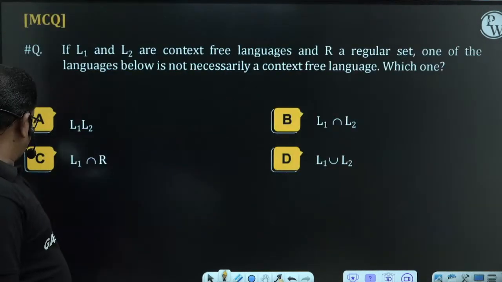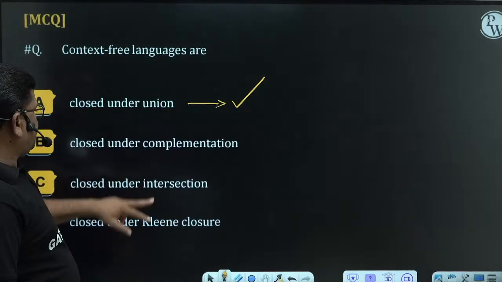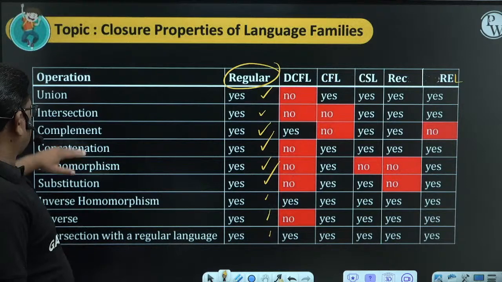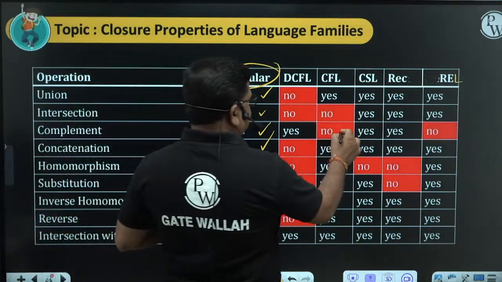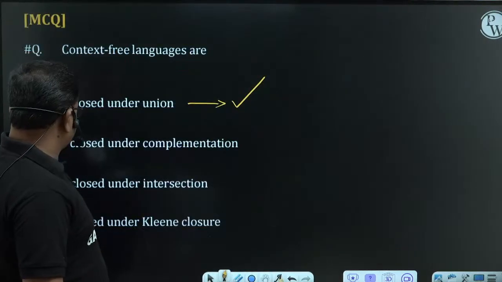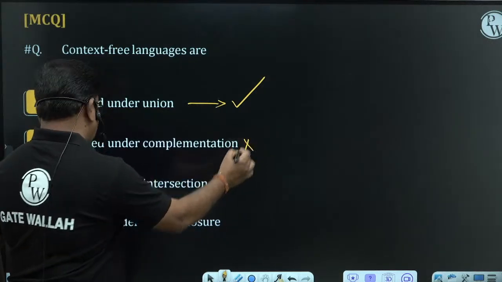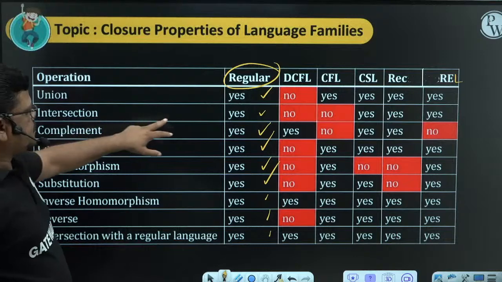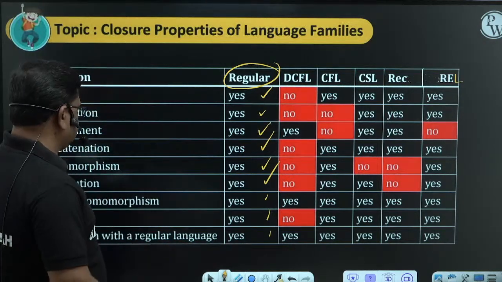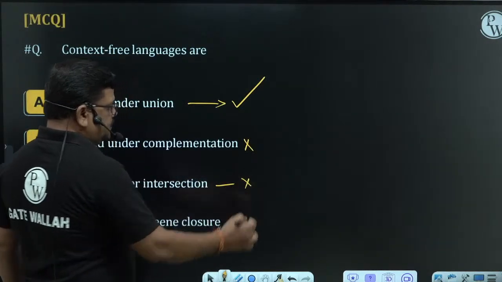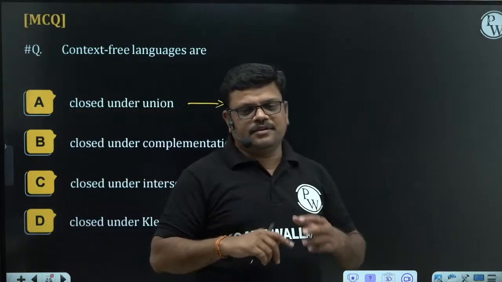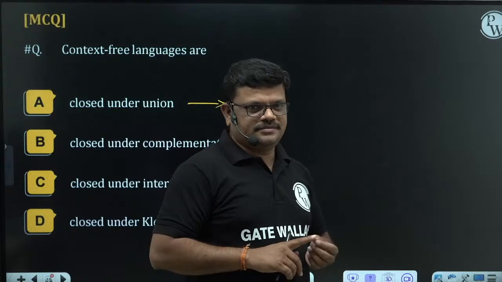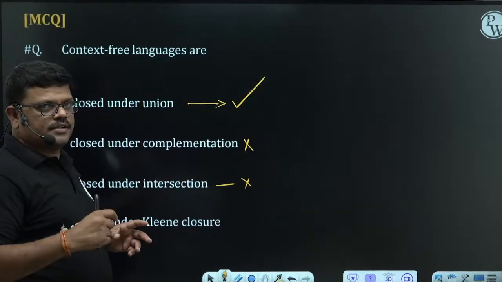Next, complementation: complement, no. Then intersection: no. Like this, the table is not given at the time of the GATE examination. They will not provide you a table. You need to remember it. Now you can see the previous GATE questions directly from the table.